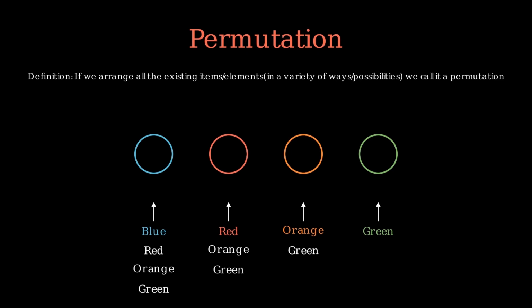So how many arrangements are there? We see that there are 4 possibilities for the first circle, 3 for the second, 2 for the third, and 1 for the last. So in order to find all the possible arrangements, we have to multiply 4, 3, 2, and 1. So we have found out that the formula is the multiplication of 4, 3, 2, and 1.